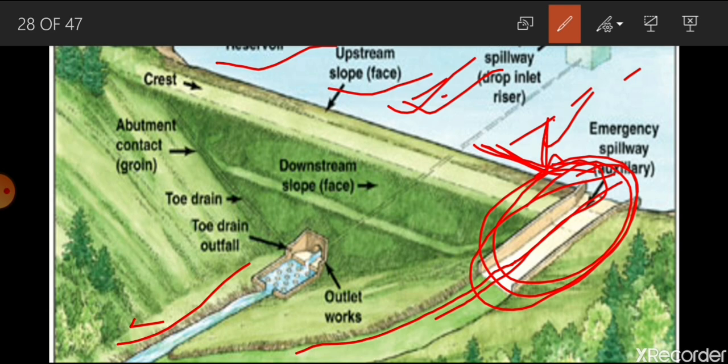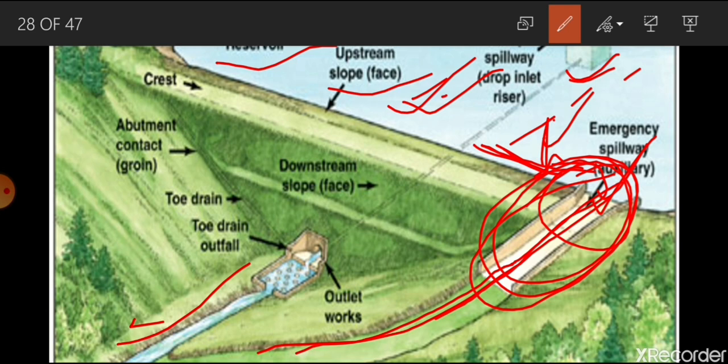Similarly, another kind of spillway is here. See, this spillway could be used when the flood level reaches this particular point, and the excess amount of flood will flow from this spillway into the downstream area.